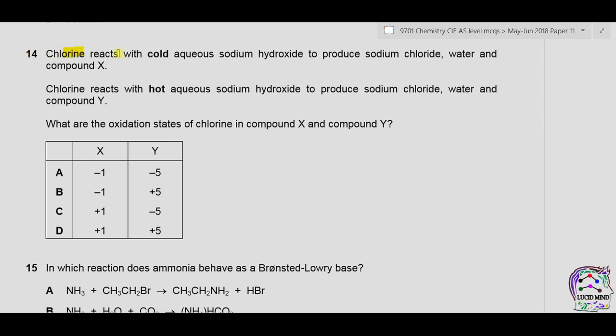Question 14. Chlorine reacts with cold aqueous sodium hydroxide to produce sodium chloride, water, and compound X. Chlorine reacts with hot aqueous sodium hydroxide to produce sodium chloride, water, and compound Y. What are the oxidation states of chlorine in compound X and compound Y? Now in cold sodium hydroxide, the compound containing chlorine and oxygen that is formed is NaClO, while in hot aqueous sodium hydroxide the compound formed is NaClO3.